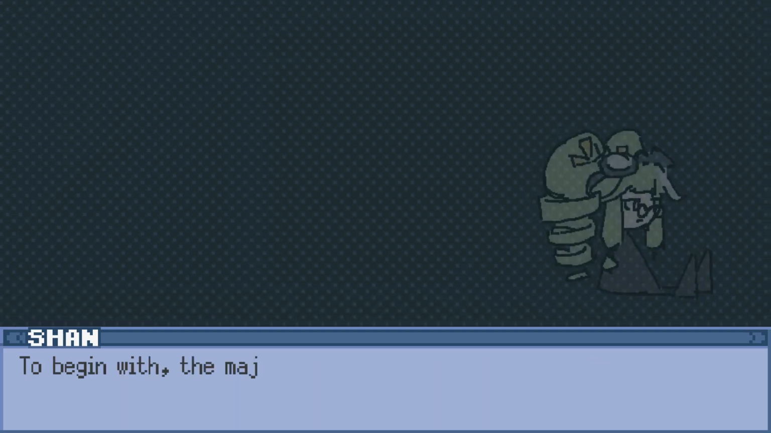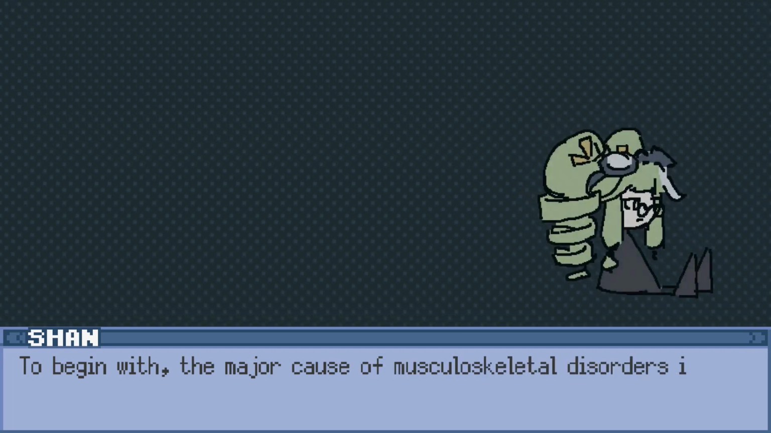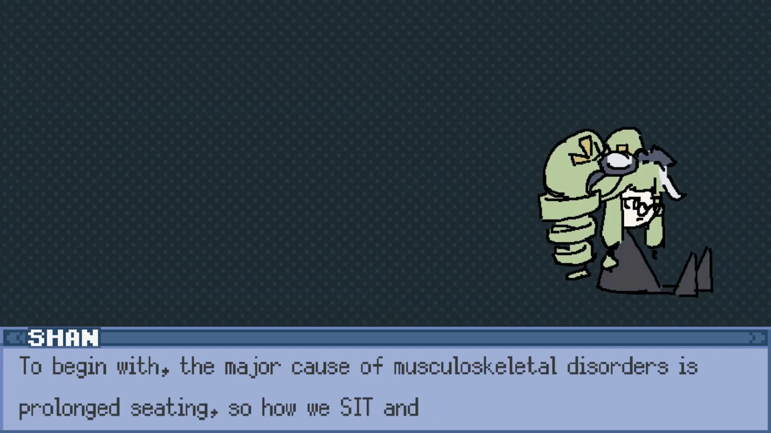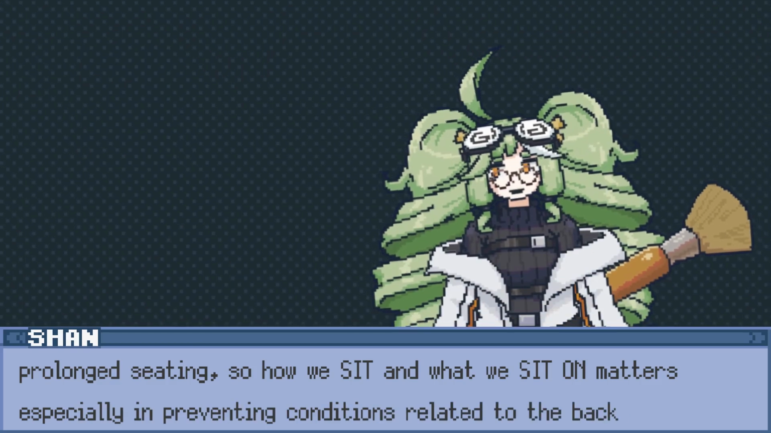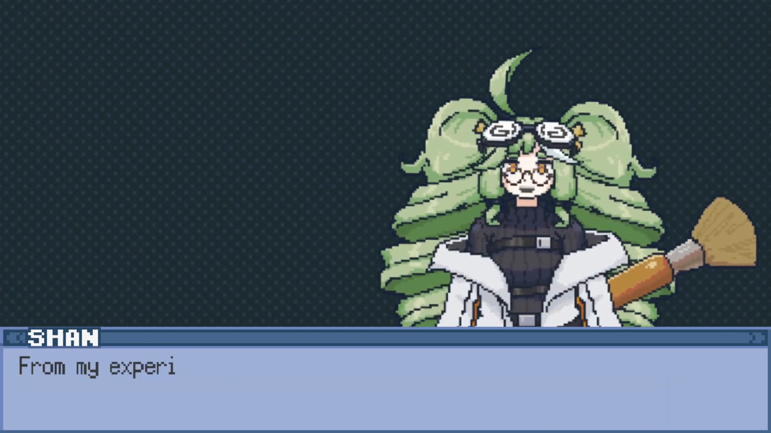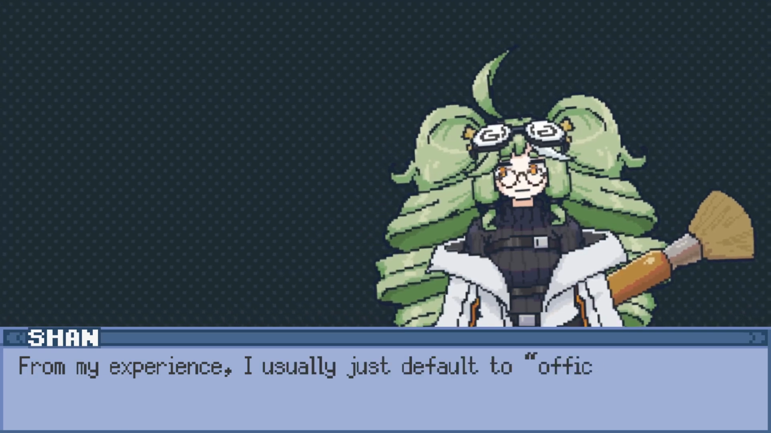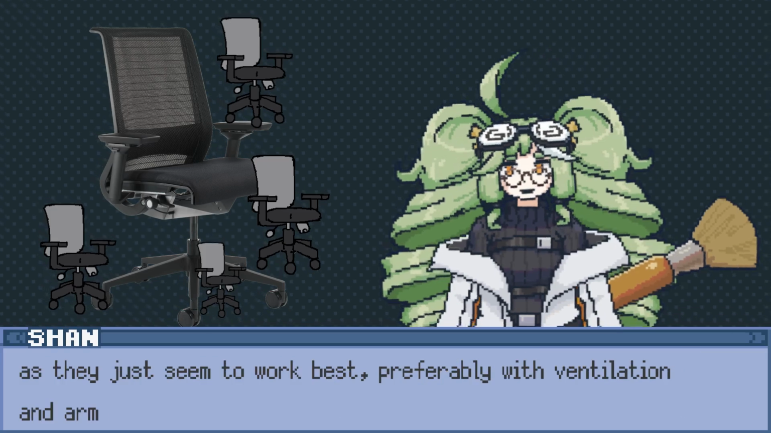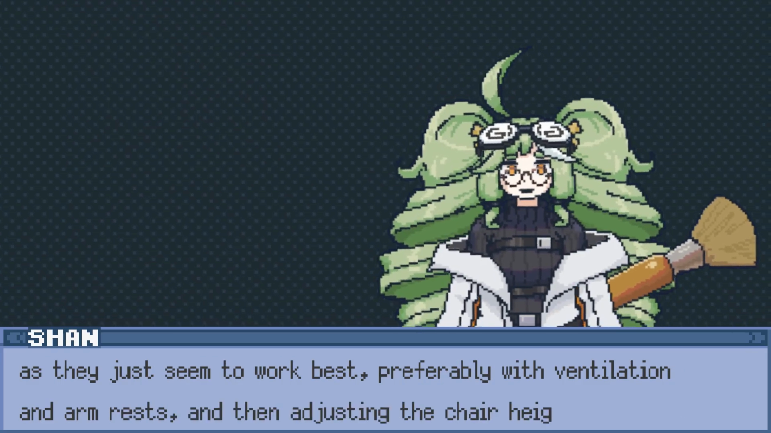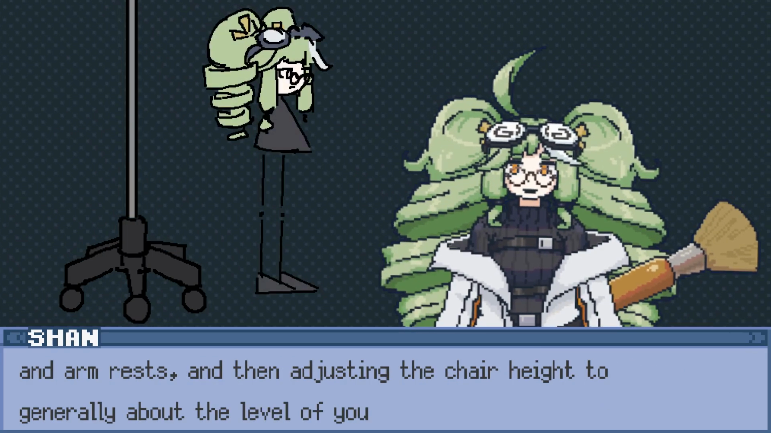To begin with, the major cause of musculoskeletal disorders is prolonged sitting, so how we sit and what we sit on matters, especially in preventing conditions related to the back. From my experience, I usually just default to office chairs as they just seem to work best, preferably with ventilation and arm rests, and then adjusting the chair height to generally about the level of your kneecap.